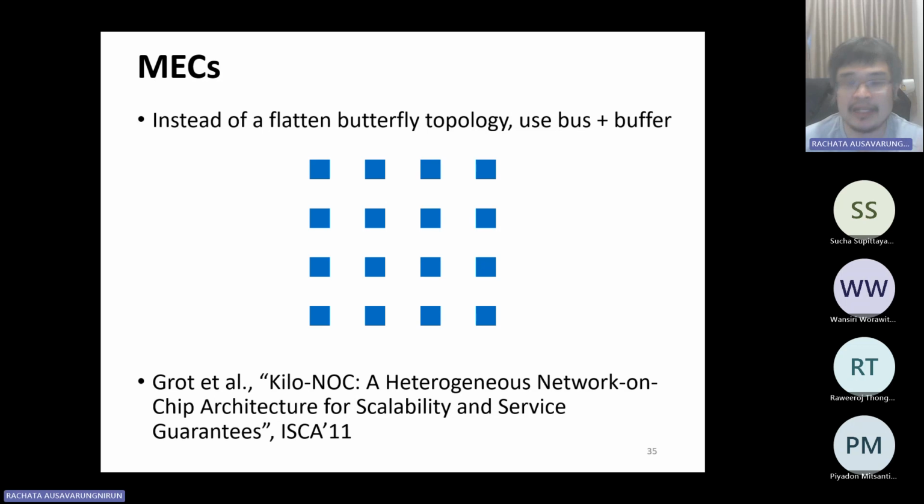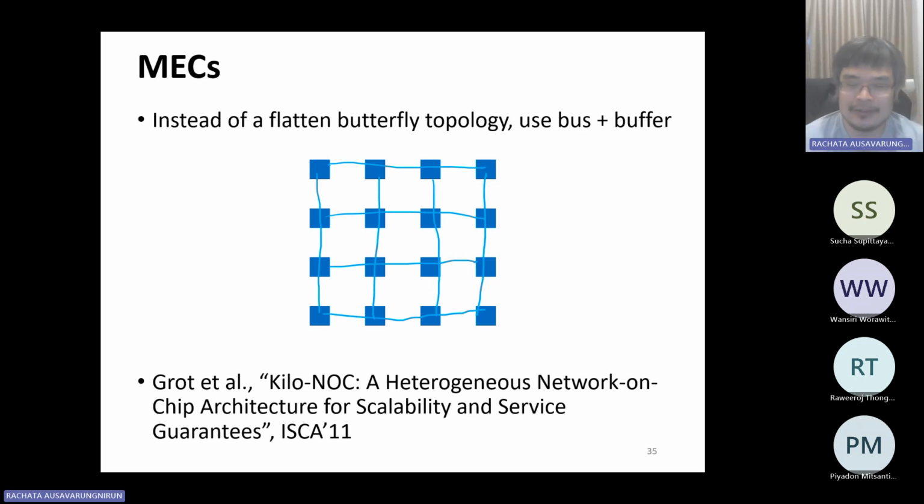So what he has is, hey, instead of a flattened butterfly, we can do something like this. On the X and Y, I use a bus. It's called MECS. Basically, the design uses a bus that connects the X and Y direction. It's more connected than mesh, right? Because you can go one hop from one location to another in the X and Y direction.